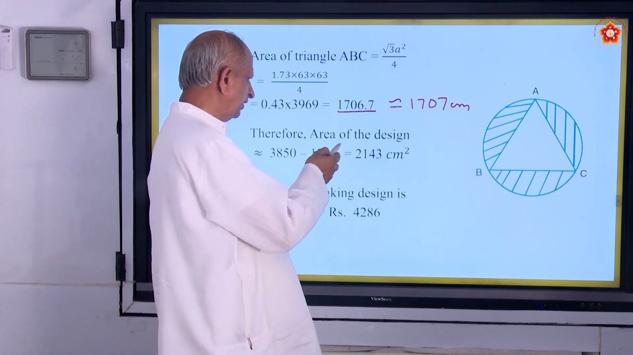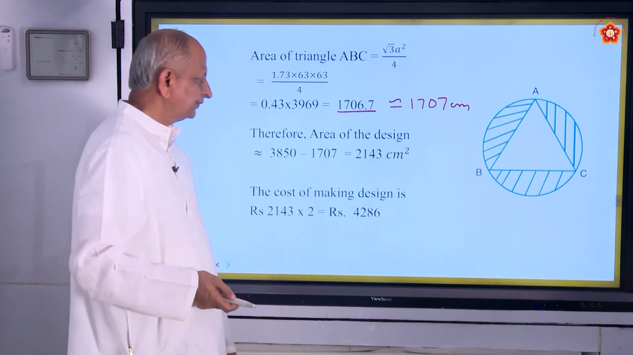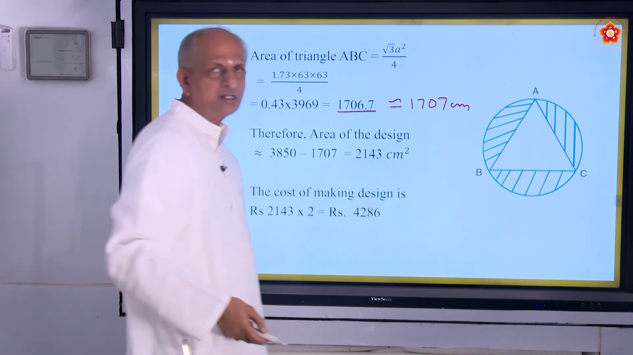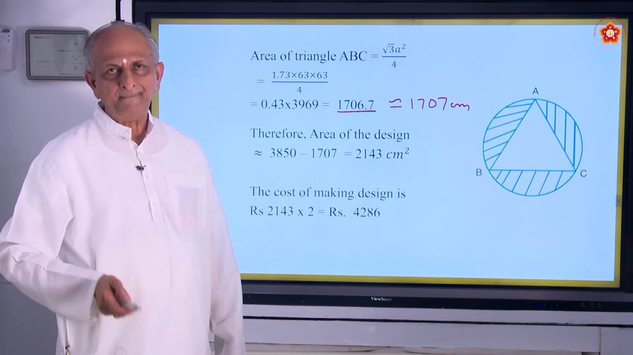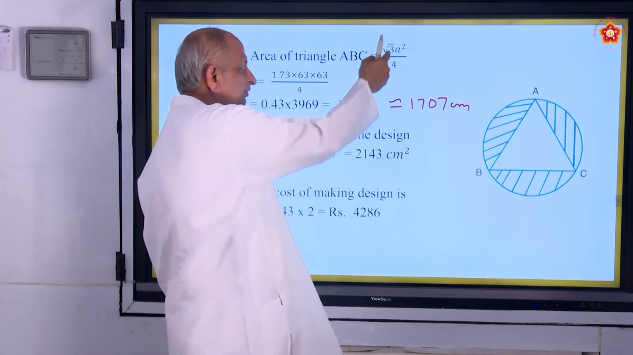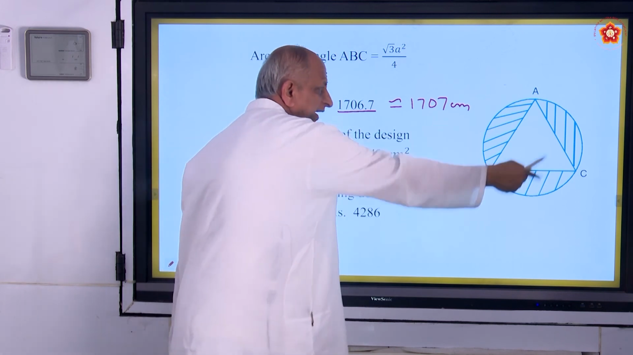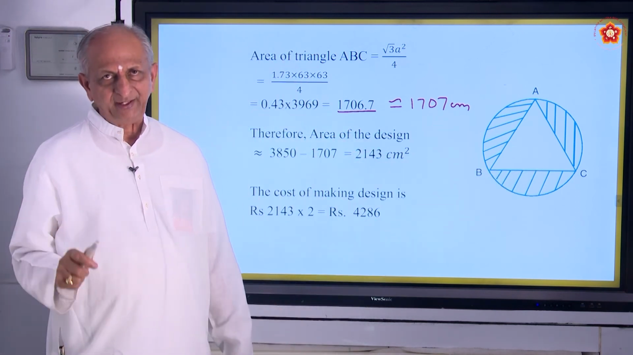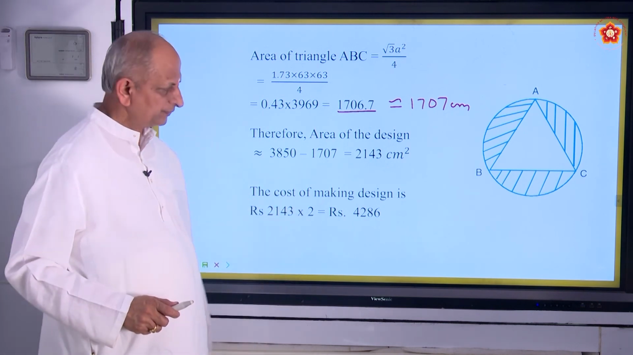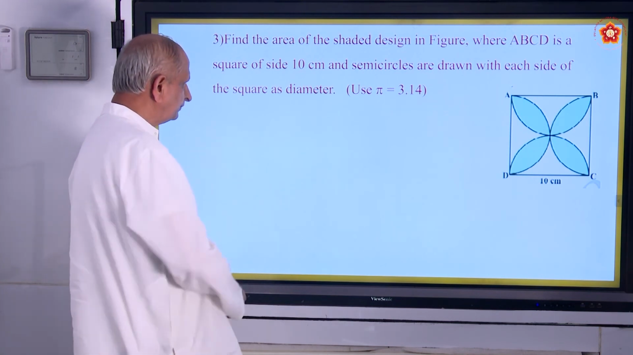So what you have done? First you have found out the area of the circle. In that we have subtracted the area of the triangle. What is the area of the circle formula? Pi r square. Area of the triangle formula? Root 3a square by 4. Subtract that, you get area of the design. After finding area, you have calculated the cost. Okay. So that is all the question there.